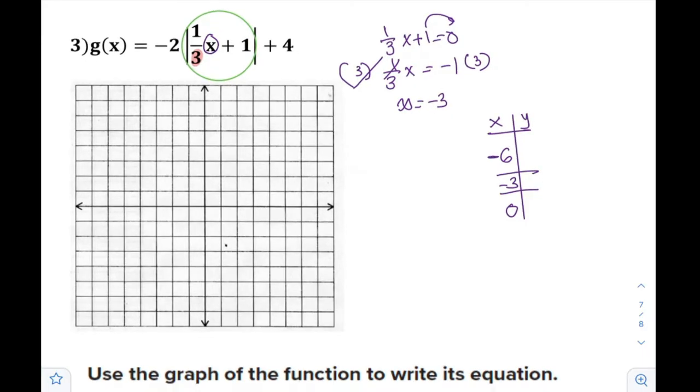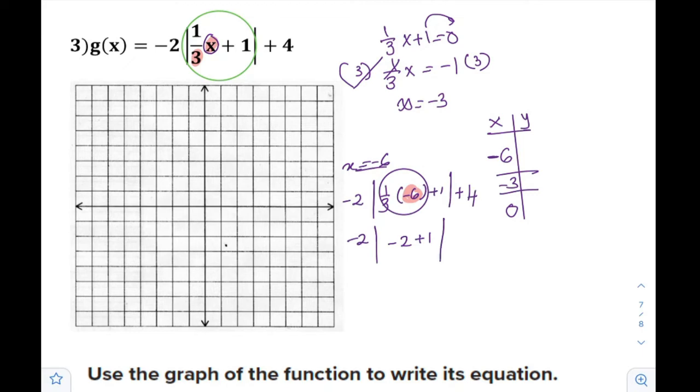Let's replace. When x is minus 6, this will be the replacement. I copy everything the same, and this is the replacement. I will replace this x with negative 6. So this will be minus 2, since 1 over 3 times minus 6 is negative 2. Negative 2 plus 1, absolute value of minus 1, which is 1. Minus 2 times 1 is minus 2. Minus 2 plus 4 gives 2. So this will give us 2.